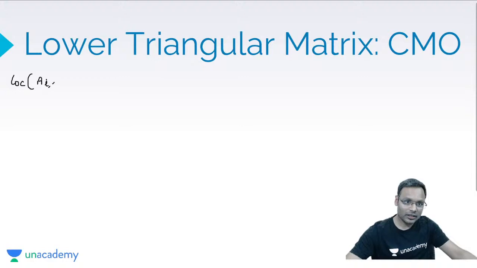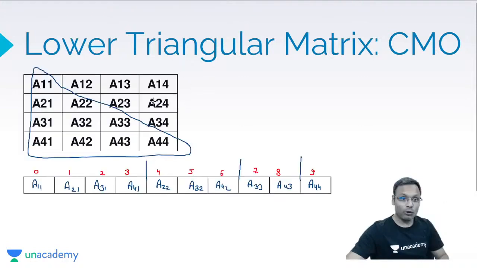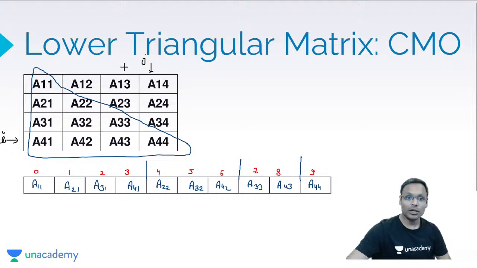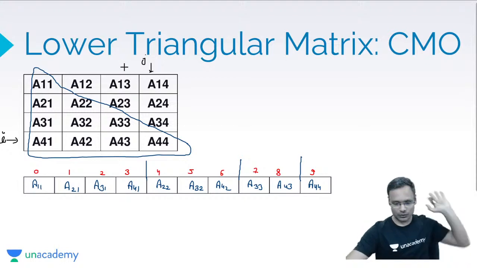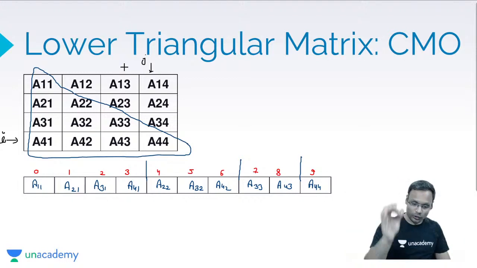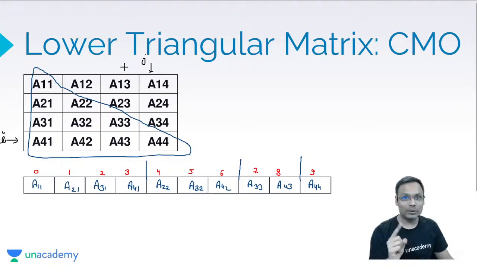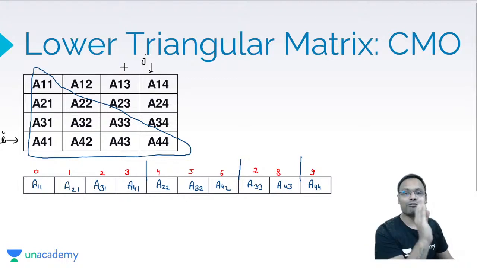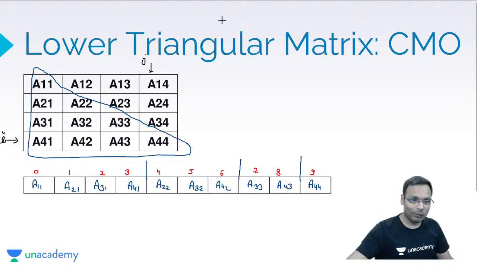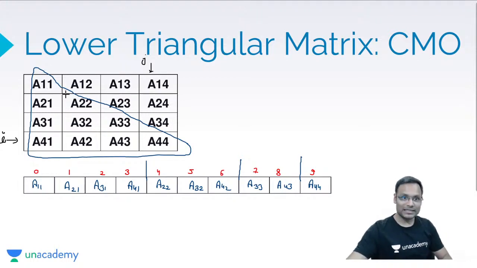If I want to get the location of A of ij, first of all you are storing the columns. Suppose this is the jth column, this is the ith row. Before reaching the jth column, you are storing all the columns up to j minus 1, starting from the first column number. Why the first column number? Because I told you the lower bound of the column number is 1.